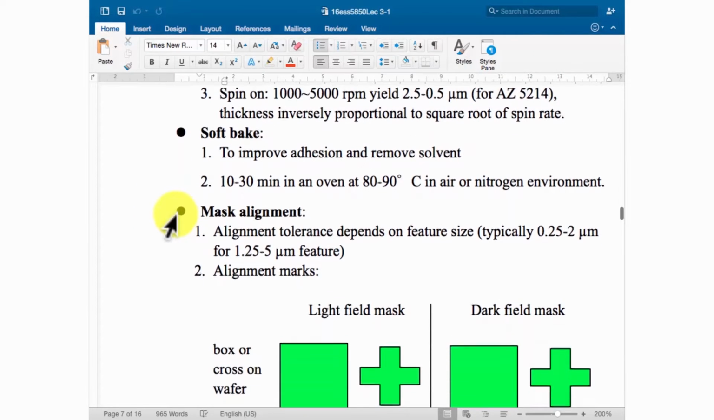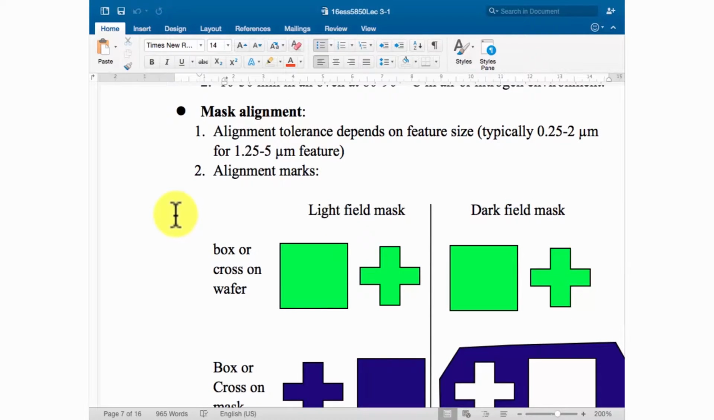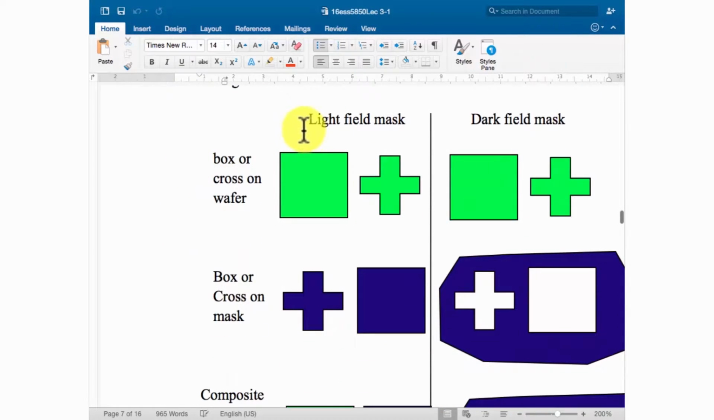Then we will do the alignment. Alignment is needed because we use several different masks. Every time you use a mask number more than 2, you need to align onto the previous mask or previous structure, so we need to have some alignment marks. For alignment marks, we have 2 different kinds of mask, called light field mask or dark field mask.